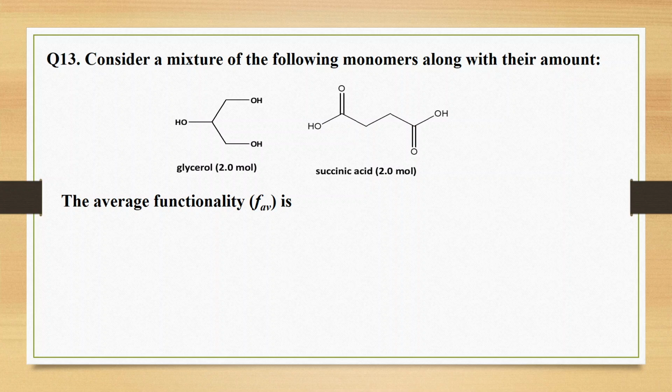They asked us to consider a mixture of the following monomers, glycerol and succinic acid, and their amounts are also given here. They have asked us to calculate the average functionality. The moles are given, and you obviously know the individual functionalities. So try to calculate the average functionality, and then I will show the solution. You can write the solution in the chat box. I will read them.